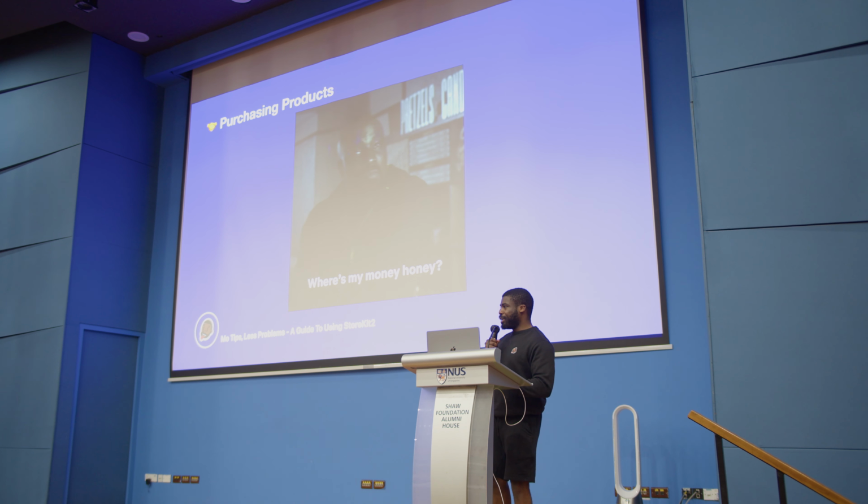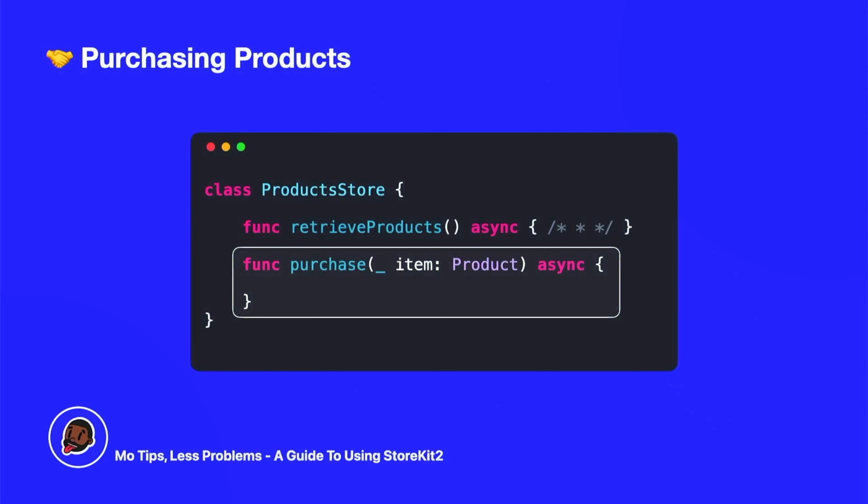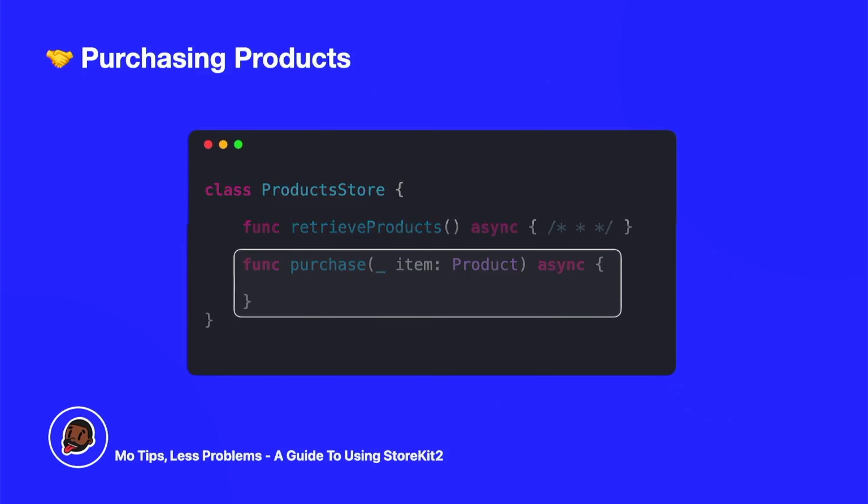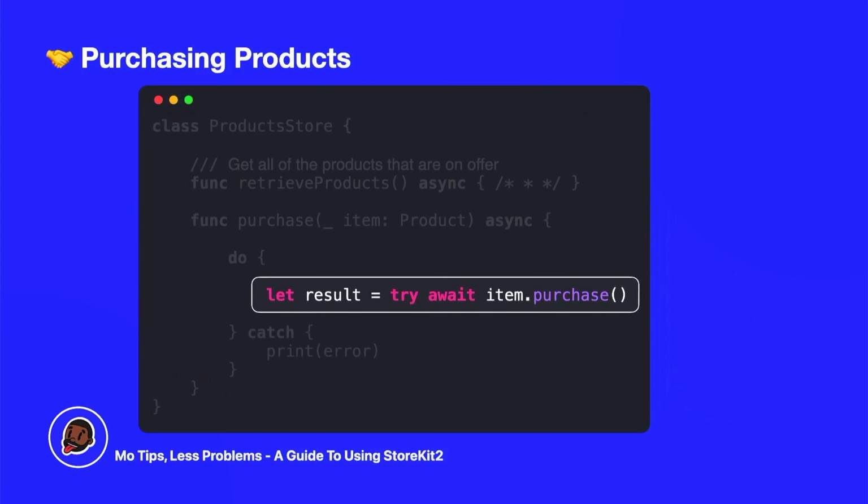Now, you might be wondering, okay, that's all good, but how can I actually make a purchase? How can I make a bit of money now? Do you know what I mean? Well, what we can do is call the purchase function within our store. First of all, we're going to create a function called purchase, and pass through the item that we want to purchase. Then in order to purchase it, all I need to do is call the purchase function on the item, and it's using async await again.